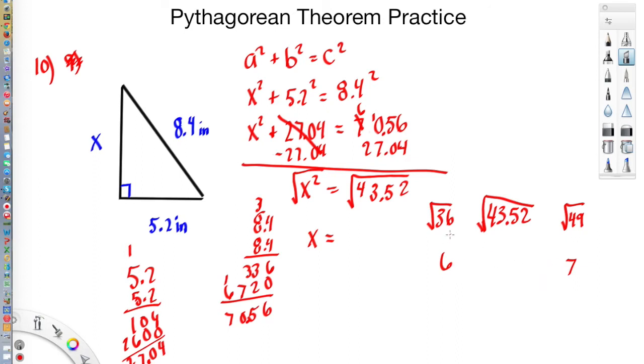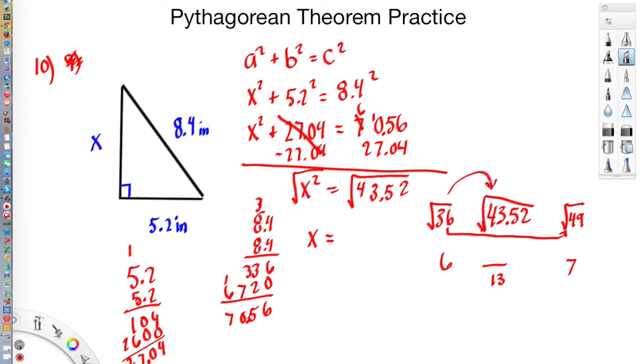Well, how do I get that estimated answer? Well, I know it's going to be 6 point something, so it's going to be a fraction, 6 and some fraction. What's that fraction going to be? Well, to find my denominator, I need to find the difference between my two perfect squares. The difference between 36 and 49 is 13. Okay, 49 minus 36 is 13.